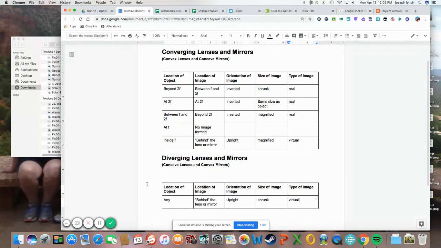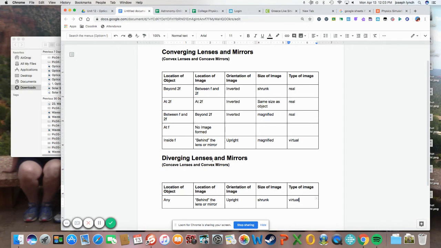So I've made up this chart that puts all of this together, and you can kind of memorize this. It's not that difficult, and it makes things a little bit quicker. Or just like I did at the beginning of the video, you can always draw a sketch or do the math to figure this out. Okay, but if I have a converging lens or a converging mirror, which is convex lenses and concave mirrors, if I'm beyond 2f, I get an inverted, shrunk, and real image located between f and 2f. If I'm at f, no image gets formed.